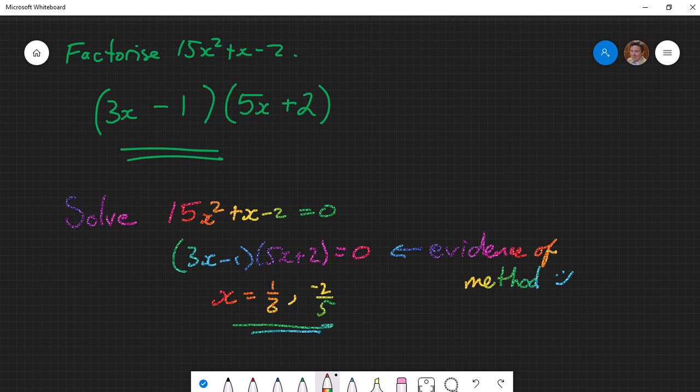Okay, so that covers how to factorize a quadratic by calculator.